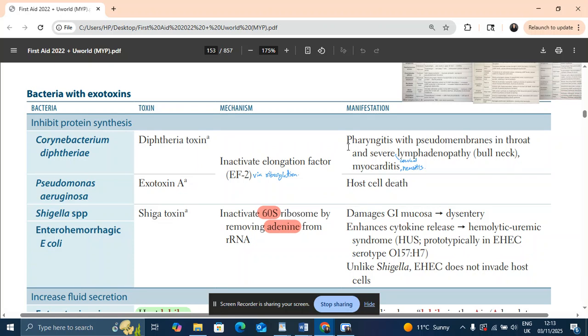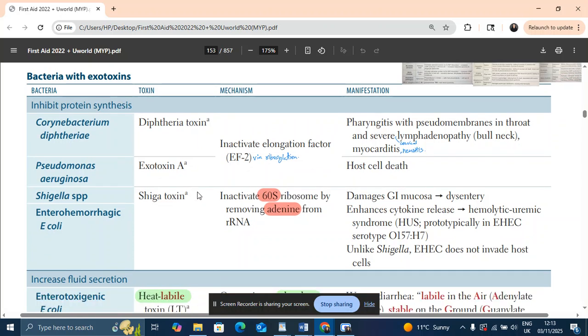First one is very important: pharyngitis with pseudomembrane formation and lymphadenopathy is caused by Corynebacterium diphtheriae, and Pseudomonas aeruginosa causes host cell death.